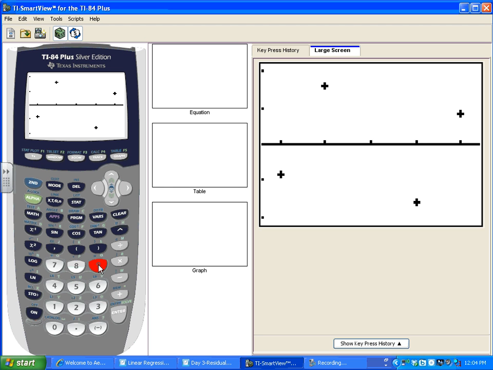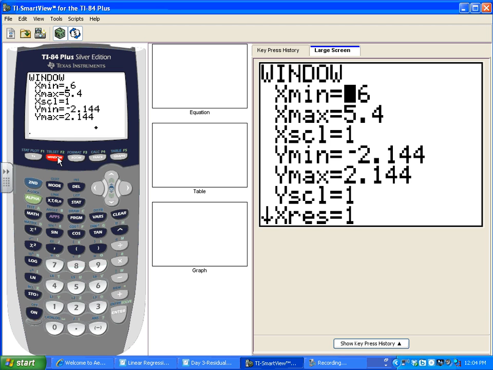Now, eyes, ears, real quick. If your residual plot does not match up with your neighbors 100%, but they're close to the same, my guess is your windows don't say the same thing. So why doesn't everybody adjust their windows to the same scale? Okay? And I have no idea what scale you guys want to adjust it to. What's your range for your X values?